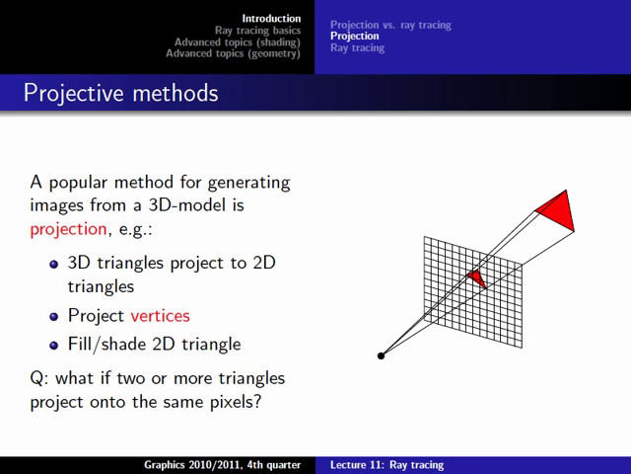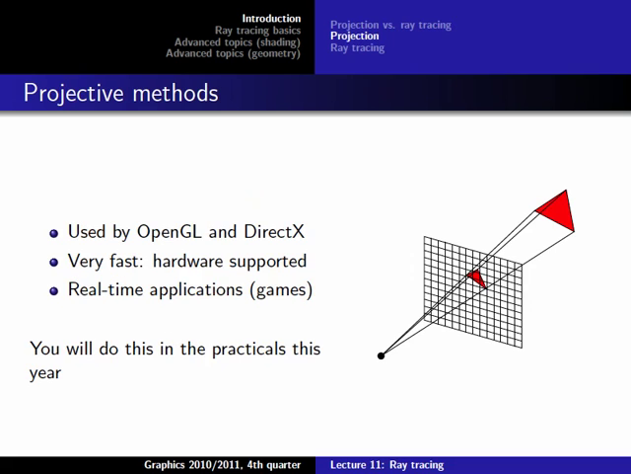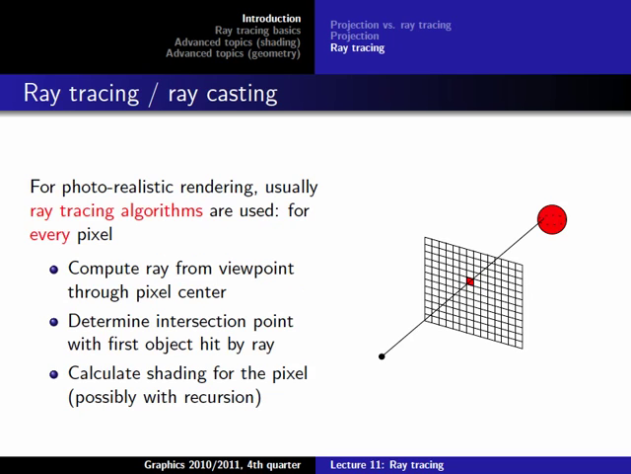And for example, at that time I asked you what happens if you have two triangles in front of each other, and then you said, okay, then you only have to draw the front triangle. Now I hope you would give the answer, well, then you just look in your z-buffer which one is closer. All right, and you also practiced that in the practicals.